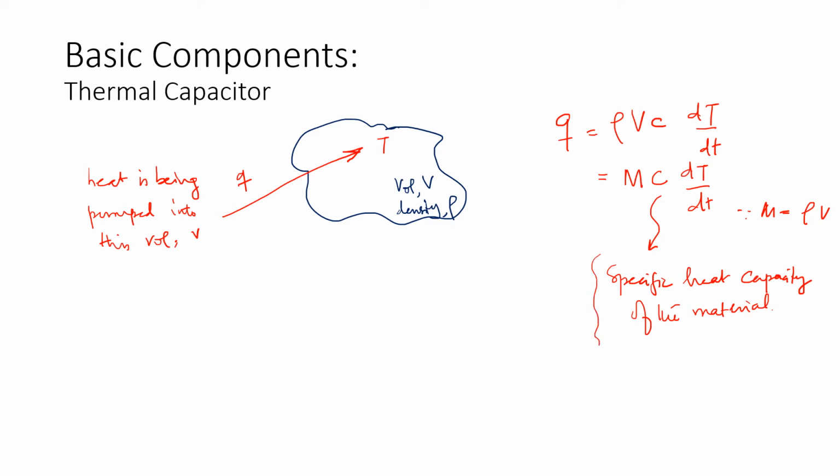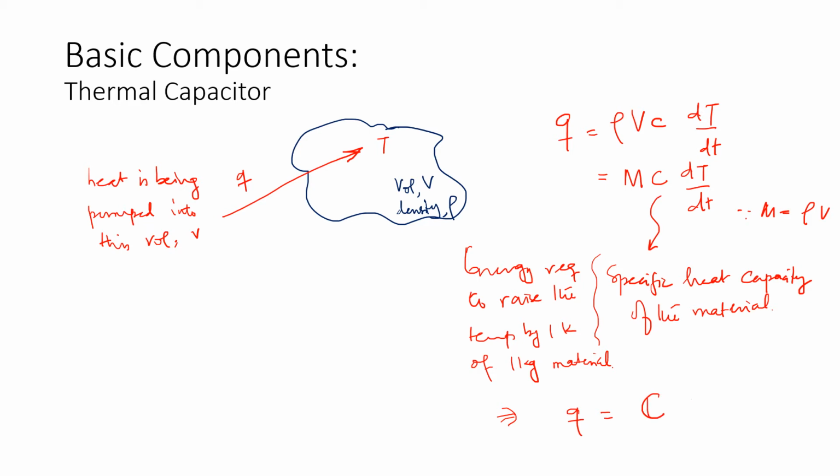Now, if you recall, you have studied that this corresponds to the energy required to raise the temperature of 1 kilogram of material by 1 Kelvin. So when you have that specific heat multiplied with the mass m, with mass m being realized in terms of density multiplied with the volume, this is going to transform this whole expression like this. Q is equal to capital C, if I may say that, d capital T over dt. And this C is actually what we call thermal capacitance.